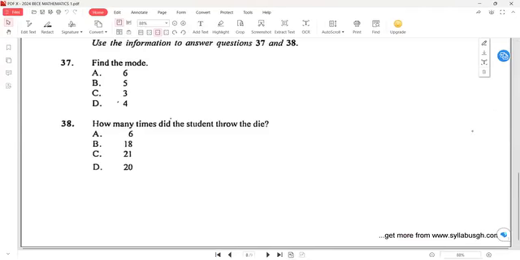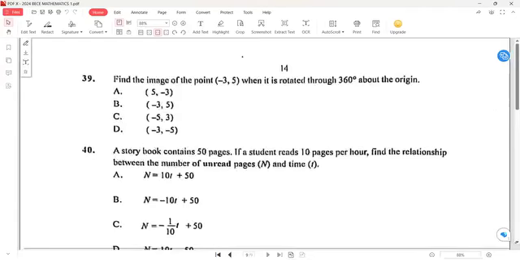Question number 39. Find the image of the point (3, 5) when it is rotated through 360 degrees about the origin. Rotation of 360 means that you come back to where you began from. That's the initial position. So the result of this question will be the same point, which is (3, 5).